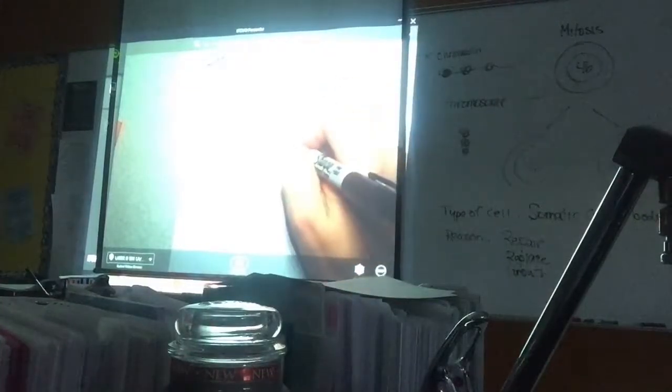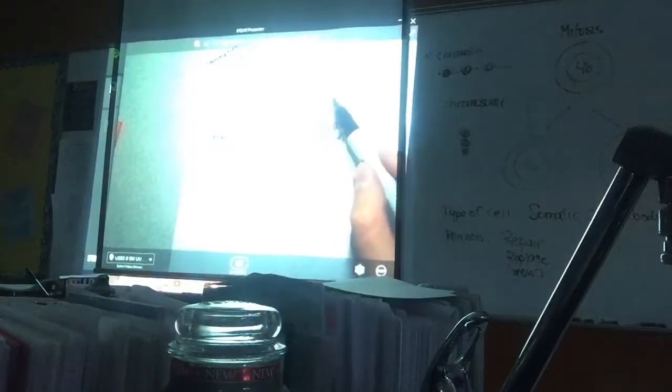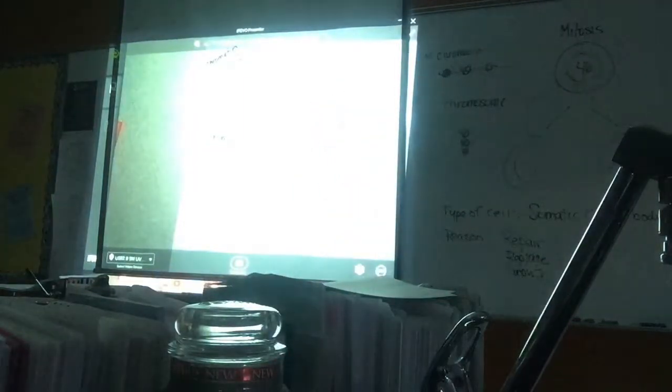And I'm going to put here in the G2 phase as well. These are the three phases of interphase. It's kind of hard to draw here, but in our notes you have what happens to each one of these phases. One other thing that happens besides the DNA being replicated is that the cell grows.